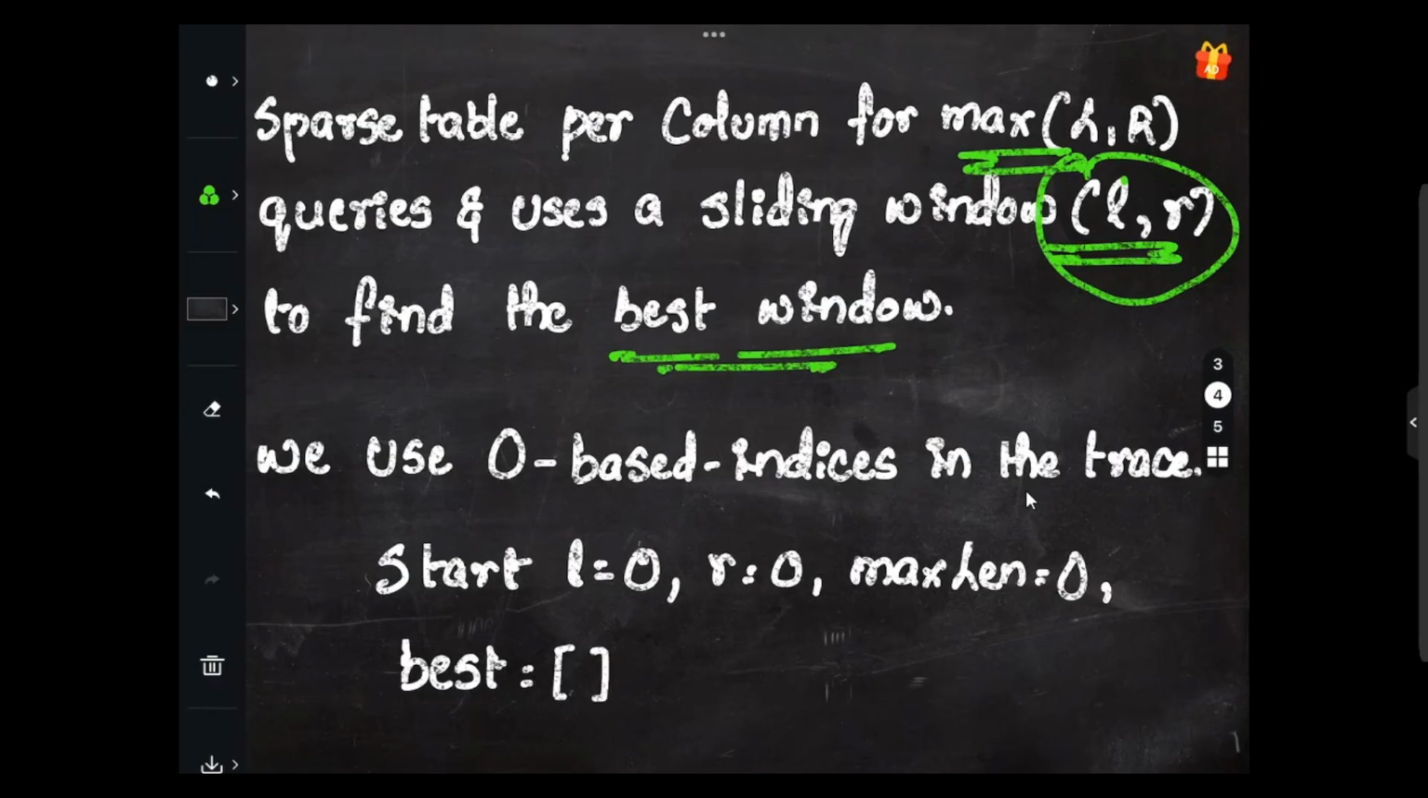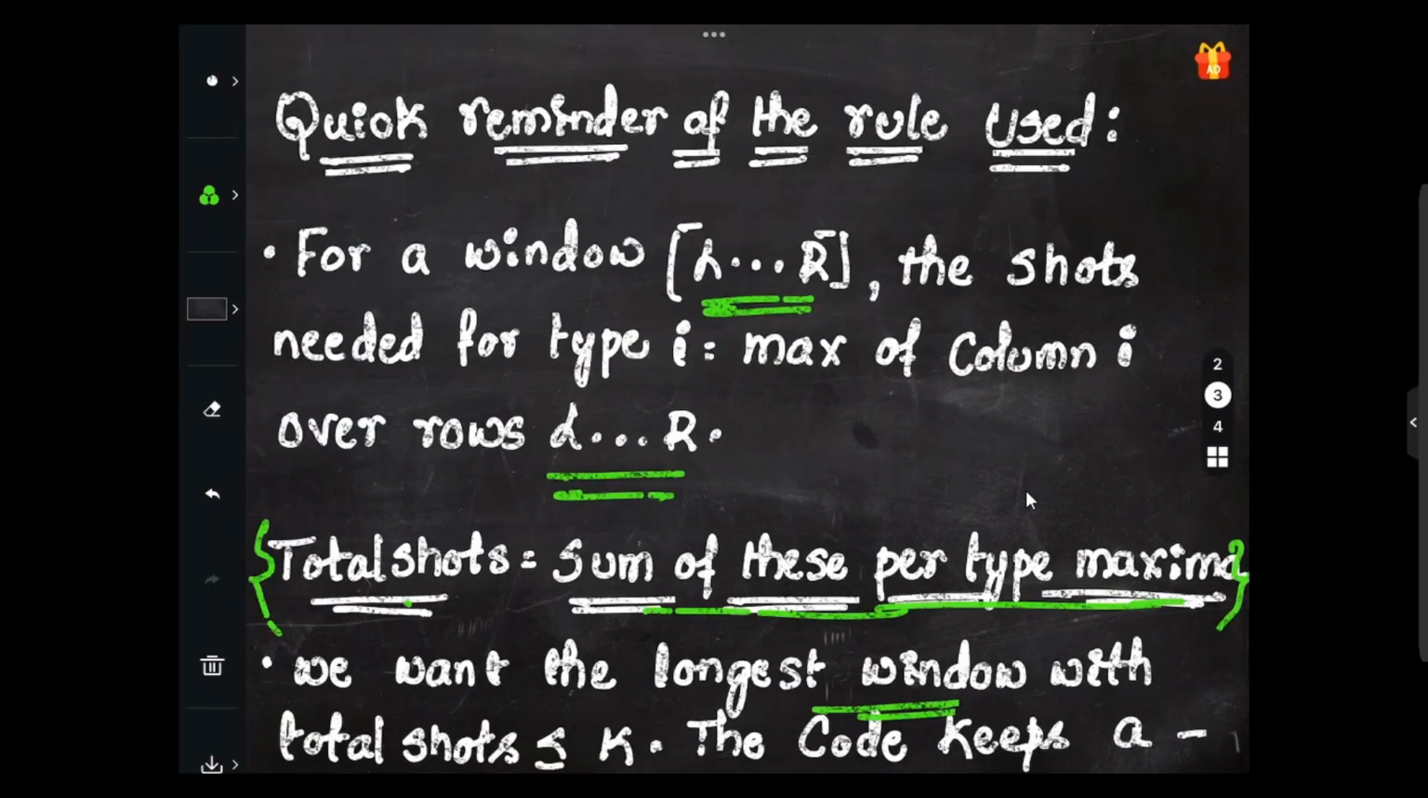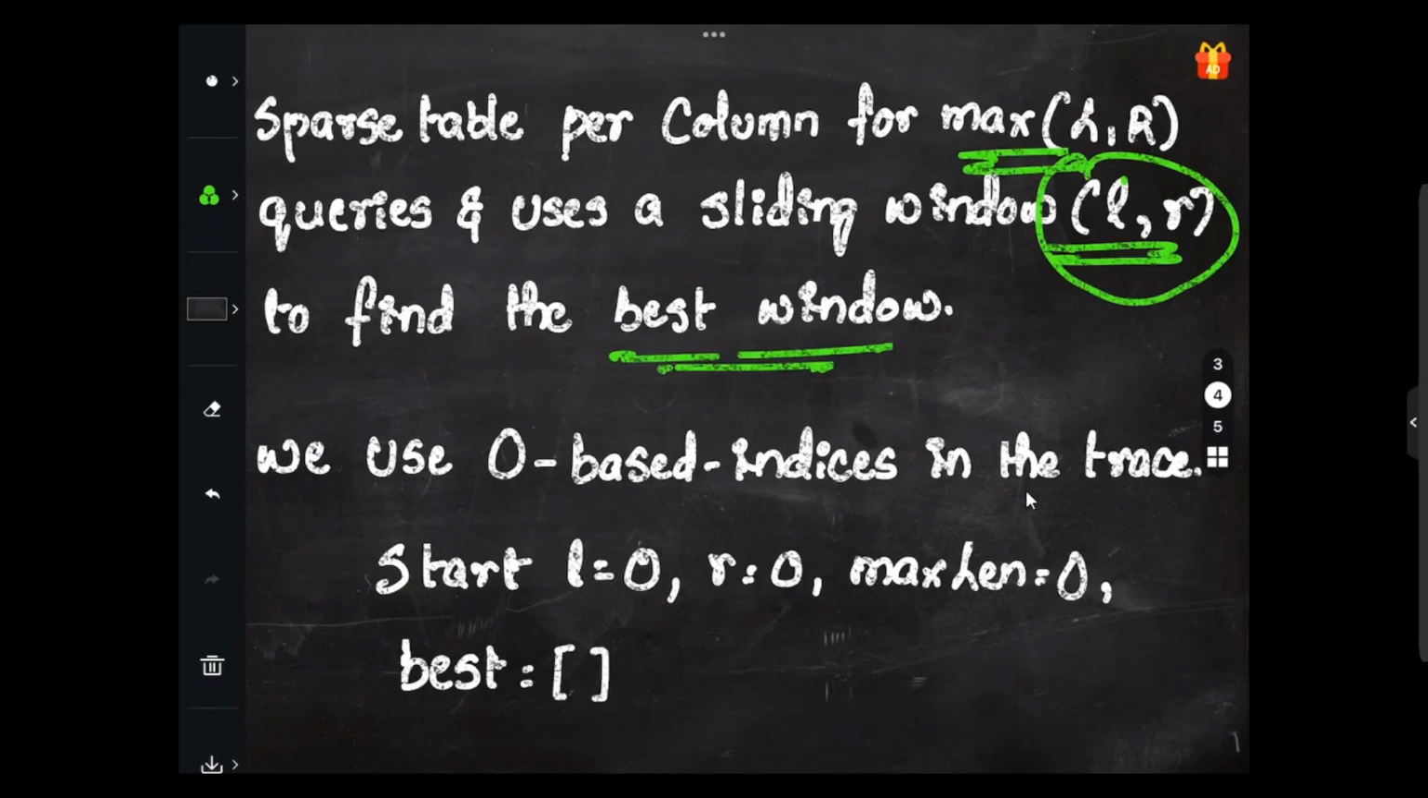This we will see when we write the code. If you don't understand the theoretical part a bit here, don't worry, I'll be explaining that while I write the code, but keep certain things in mind. This one you have to know at any cost: total shots equal the sum of these per type maxima, because we'll be discussing the iterations, and you have to know that calculation part. So we have a sparse table per column for max L comma R queries, and use a sliding window L comma R to find the best window.